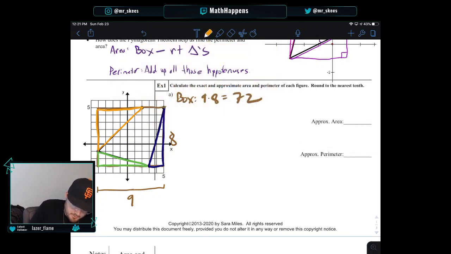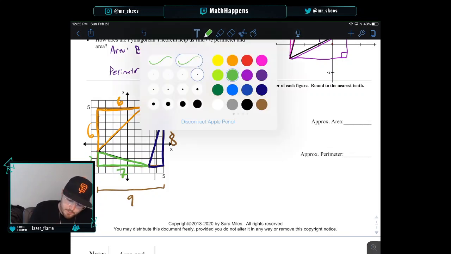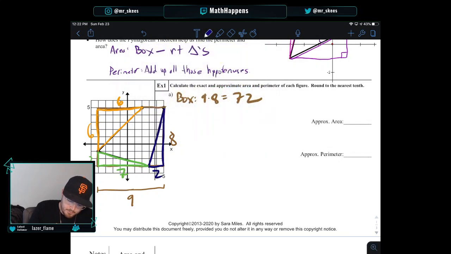This orange triangle is 1, 2, 3, 4, 5, 6 wide. 1, 2, 3, 4, 5, 6 tall. Okay, 6 by 6. And then the green triangle is 2 tall and 1, 2, 3, 4, 5, 6, 7 wide. And the blue triangle is 2 wide and 1, 2, 3, 4, 5, 6, 7. Well, the entire 8 that I already have written there, so I'll write over it in blue.